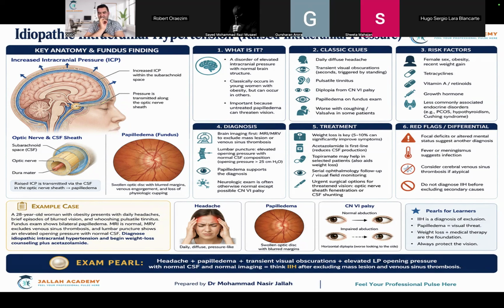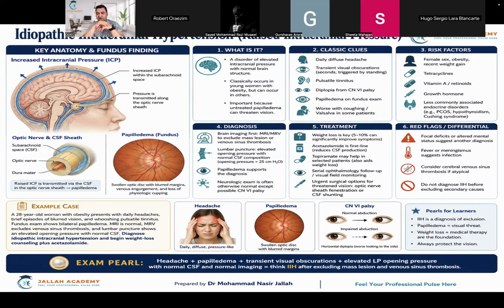Significantly improve the symptoms. If I say what is the best next pharmacological step or pharmacological therapy, then you would say acetazolamide. Topiramate may help in selected patients, also aids with weight loss. Like if the patient wants to lose weight, this helps with both the headache and also it helps with losing weight. But is it the best choice? No, acetazolamide is the best choice. That is the second choice.